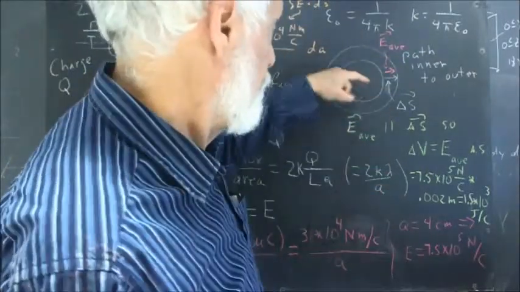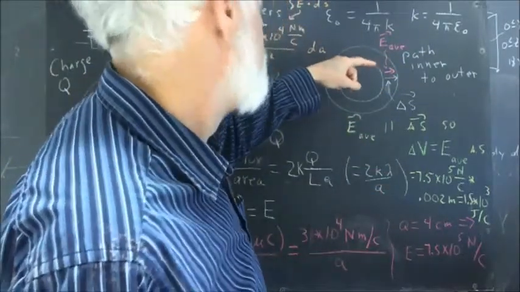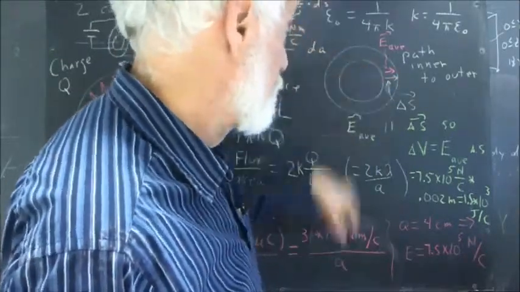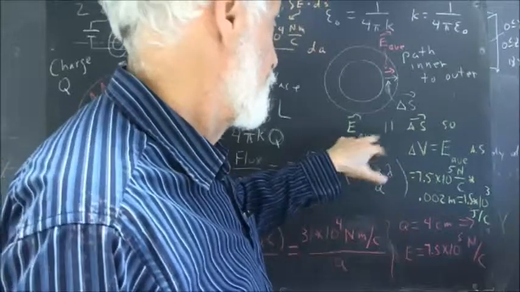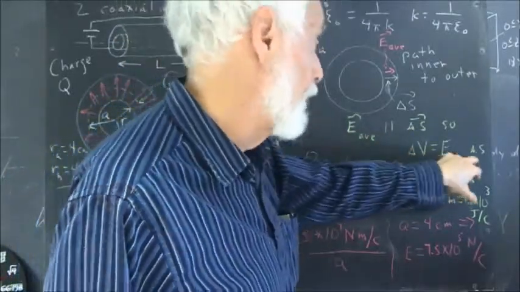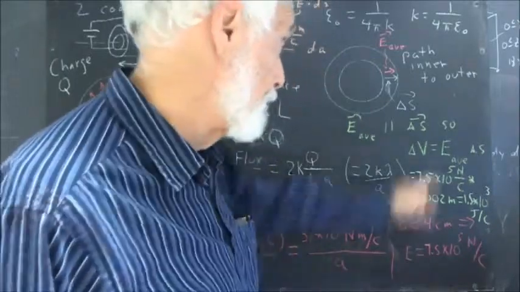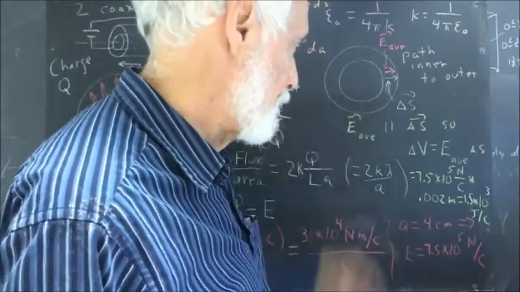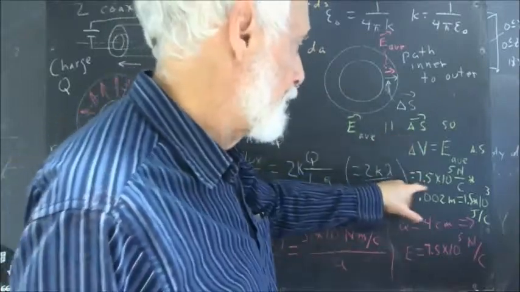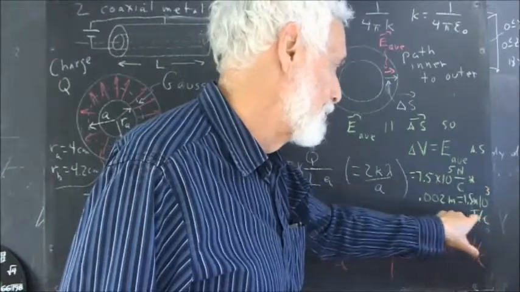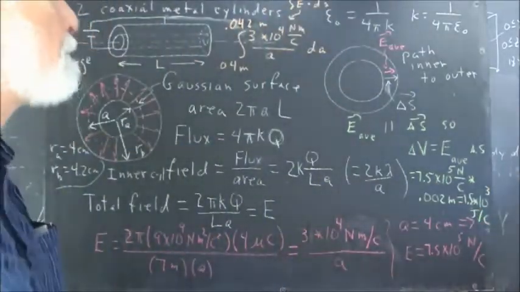If we then multiply that electric field, imagine moving from the inner to the outer sphere along a radial line. The electric field and the displacement vector delta S are parallel to each other, so their dot product is just going to be the product of the average electric field times delta S. The average electric field, well, this is the electric field here. It's going to get a little less out here, but just using that approximation, we get this result, 1.5 times 10 to the 3rd joules per coulomb.